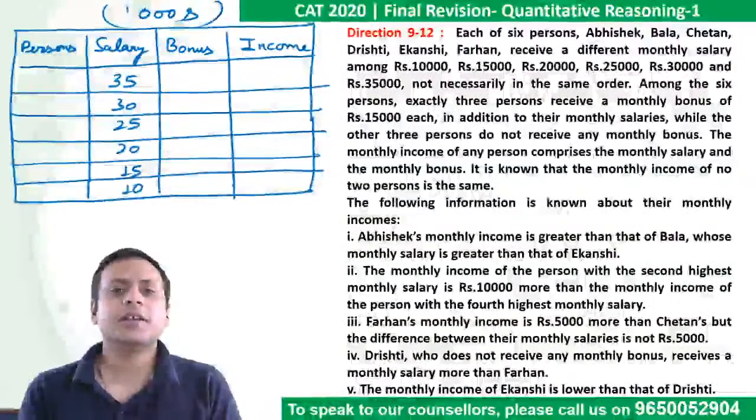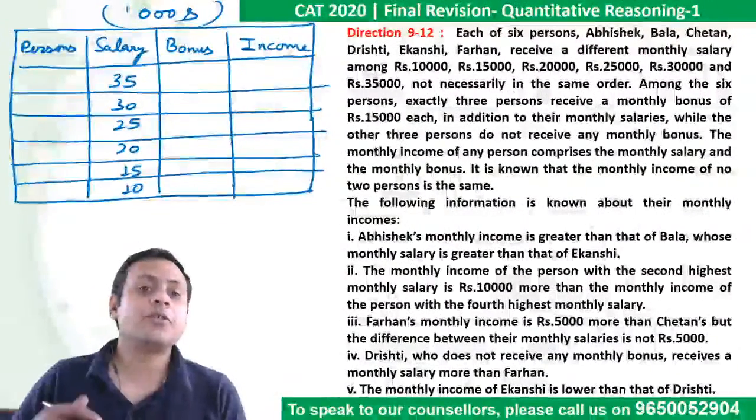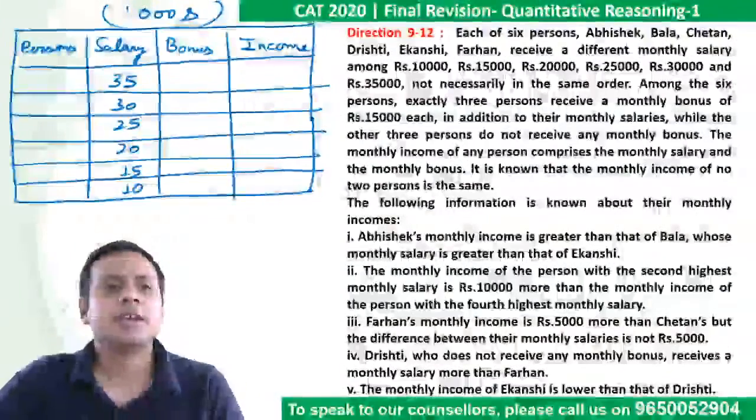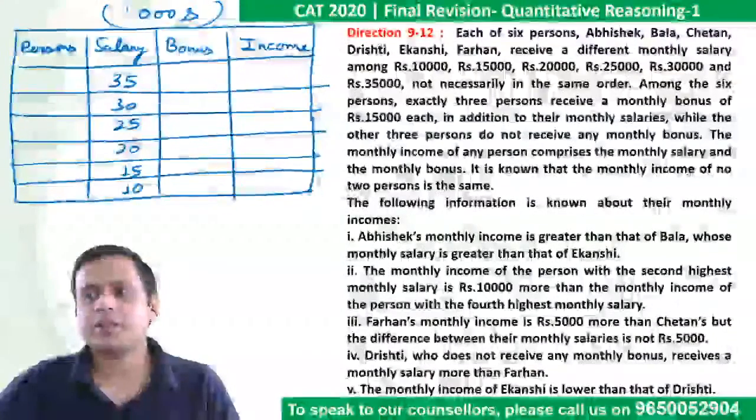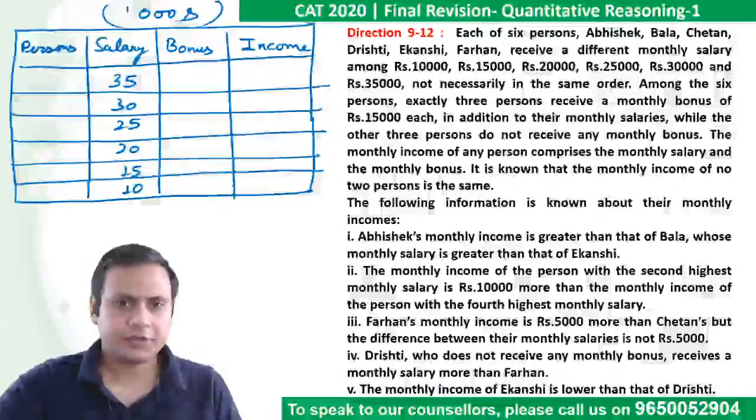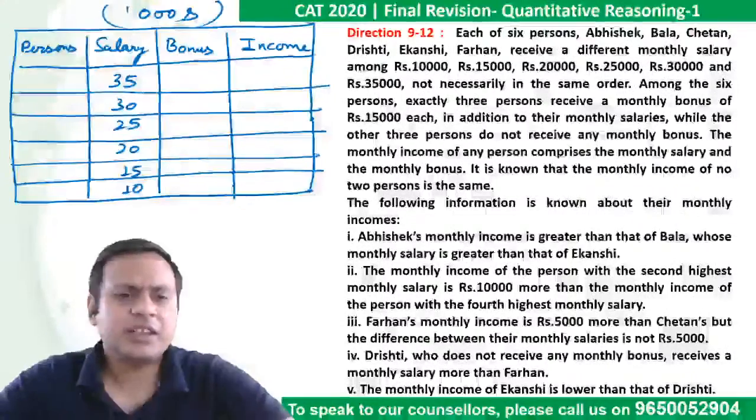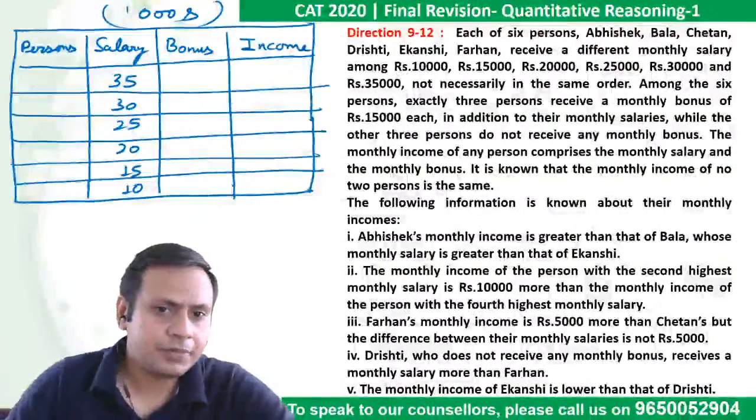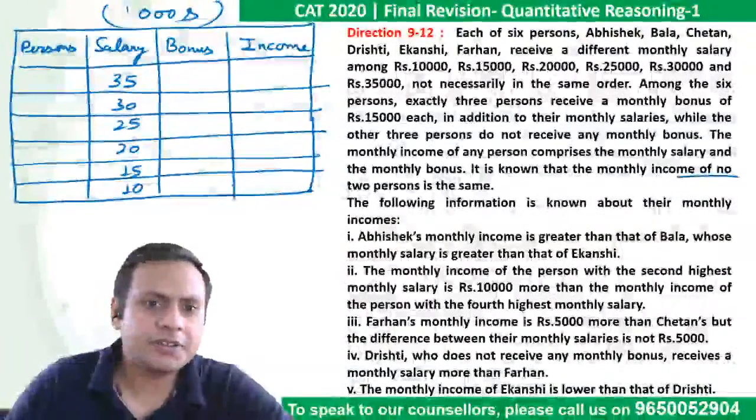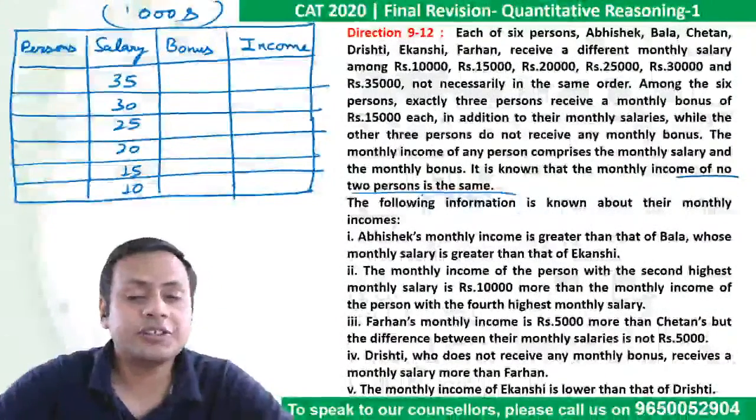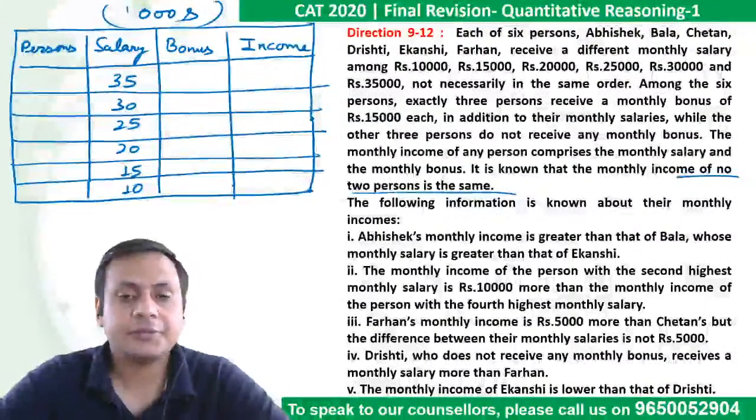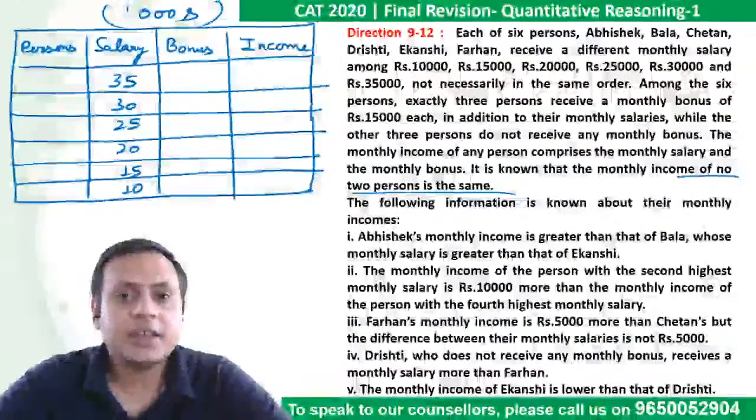Among the 6%, exactly 3% receive a monthly bonus of 15,000 each, and the other 3 do not receive any bonus. Okay. By the way, certain information is given. For example, the income of no two person is same. So income of all 6% must be different. So in the last column we must be getting different values.